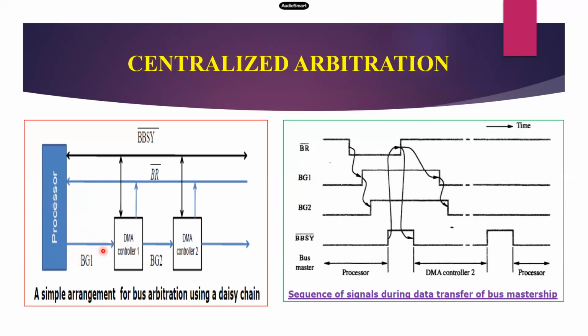Once the processor has chosen the DMA controller, the busy signal will automatically become active. What is the use of that busy signal? DMA controller 1 generates the busy signal. What is its purpose? It informs the other devices: currently I am using the processor, so there is no need to send any other request signal hereafter. Once the operation is completed, DMA controller 1 will release the bus busy signal.